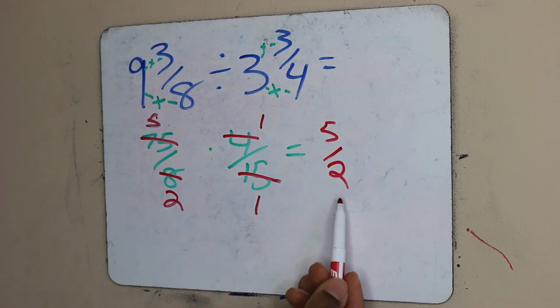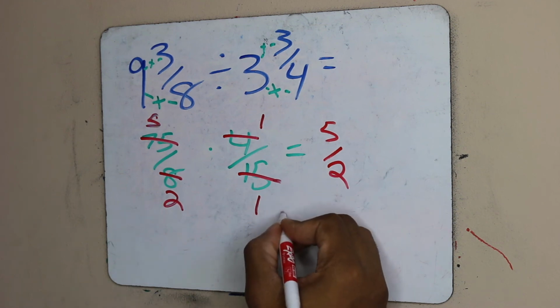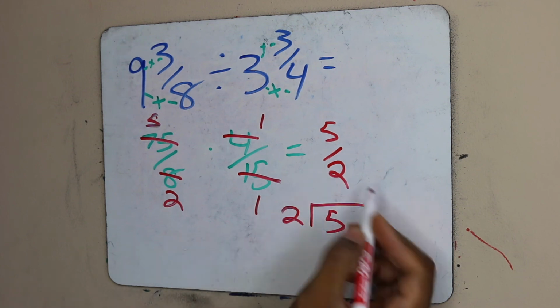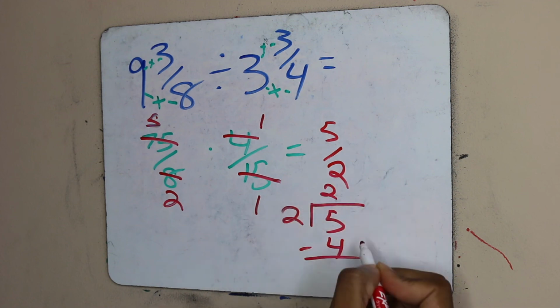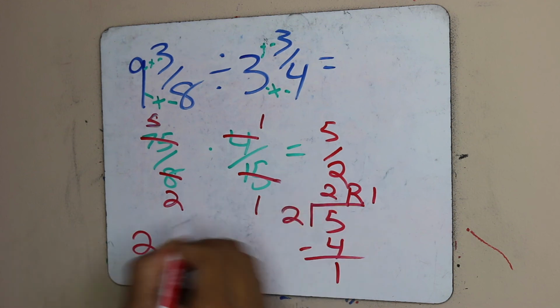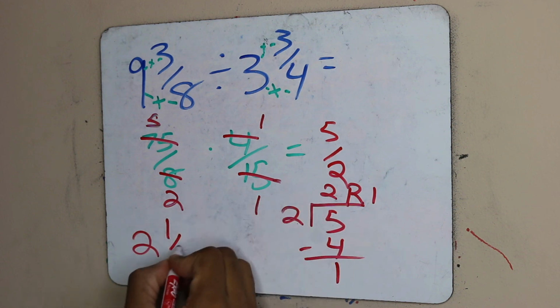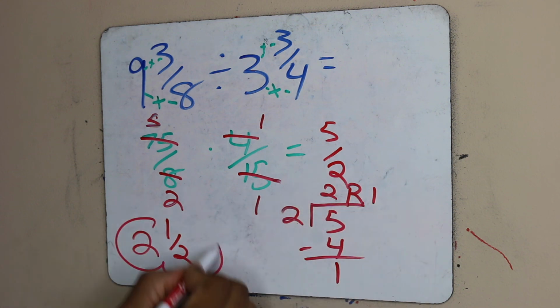Now if we're looking for an improper fraction, we leave it like that. But if we want a mixed number, you know what we have to do. Divide 5 by 2. So 2 goes into 5 2 times. 2 times 2 is 4. We subtract that out, we have 1 left. So let's write that mixed number. 2 and 1 half. Sorry, half. 2 and 1 half. So there you have it, Sokoni.